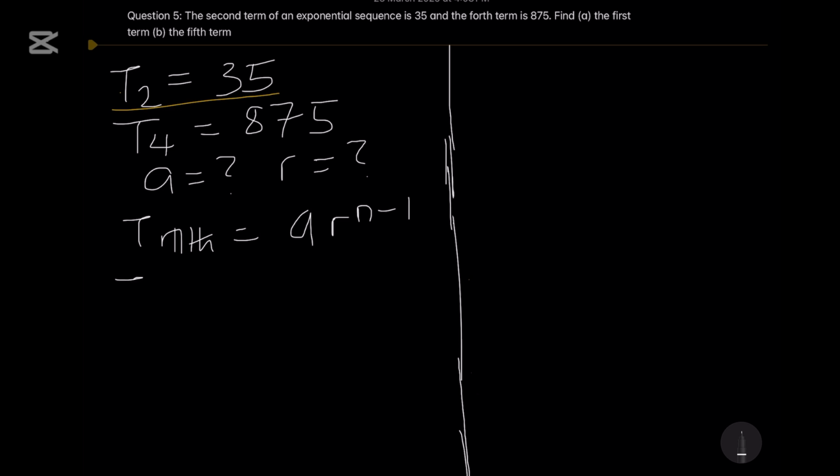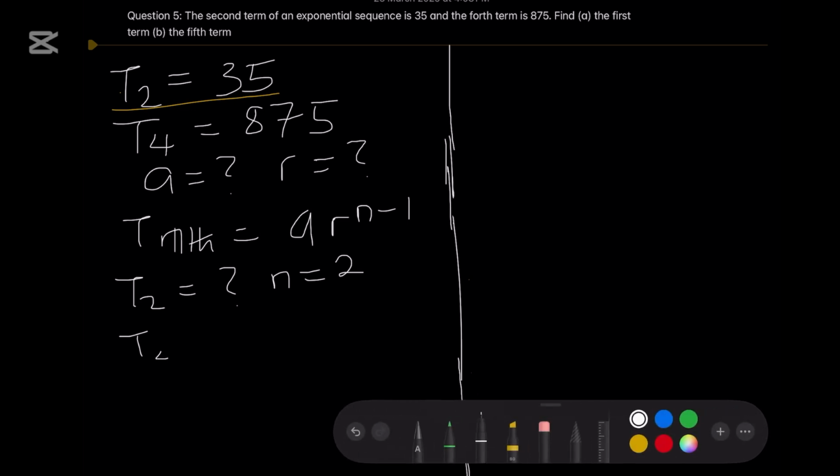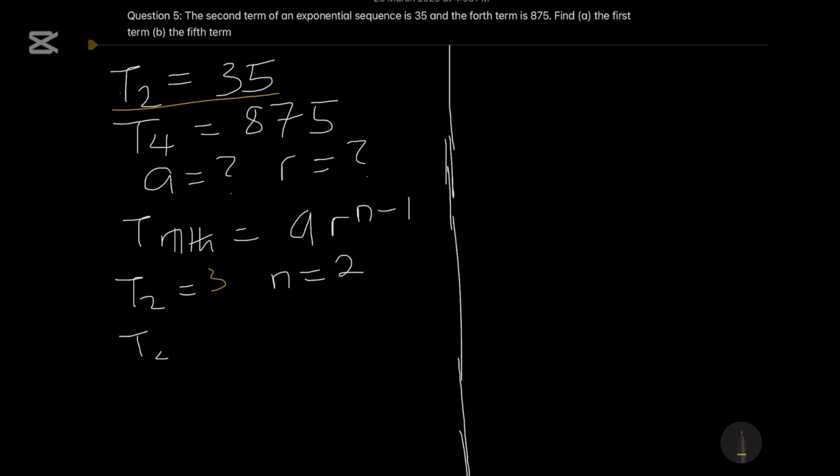For the second term, we don't know the value of a and r, but we do know that our n will be 2, because we are dealing with the second term. They told us that our second term is 35. So calculating for the second term, we are going to have a r raised to the power n, which is 2 minus 1. So we are going to have 35 is equal to a r raised to the power 1.